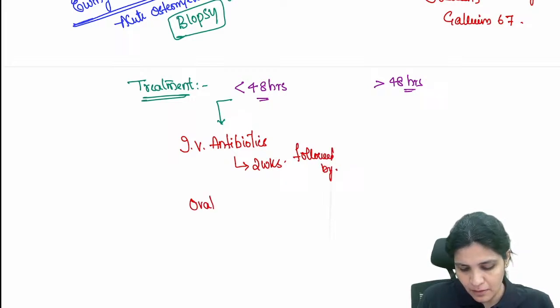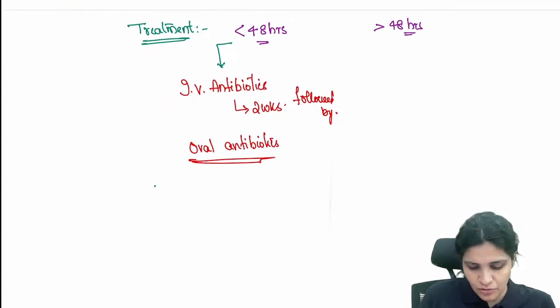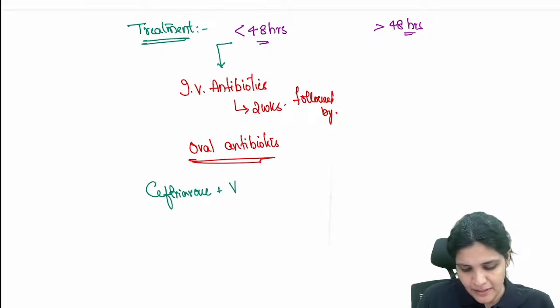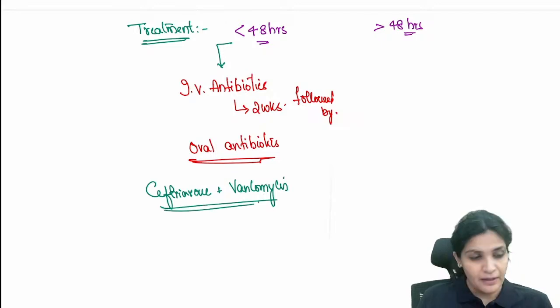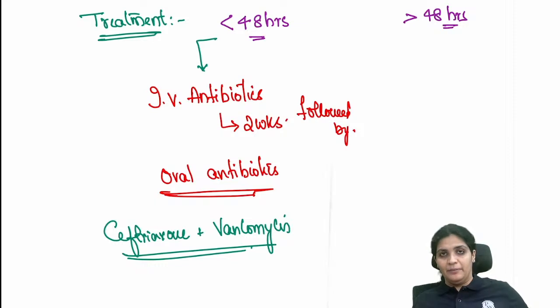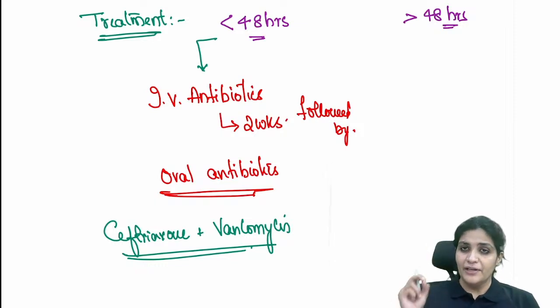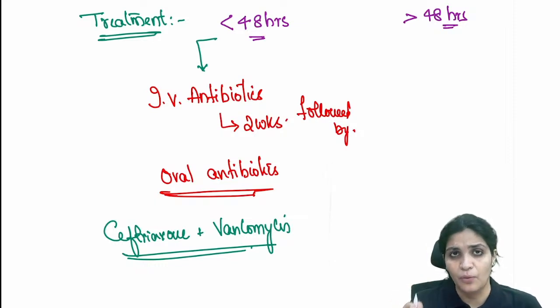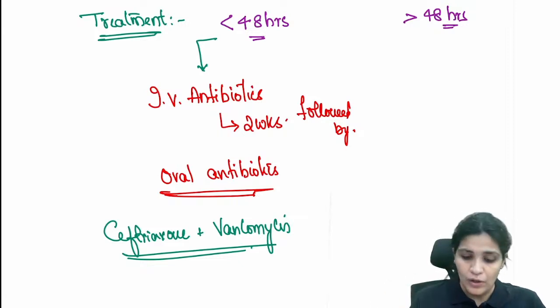followed by oral antibiotics. And most commonly, what drugs do you use? Ceftriaxone, vancomycin, right? So these are the drugs which we use. Usually we treat with IV antibiotics, right? IV antibiotics are very important to treat the bone. Only oral will never be sufficient. You have to go for IV antibiotics and then follow with oral antibiotics.